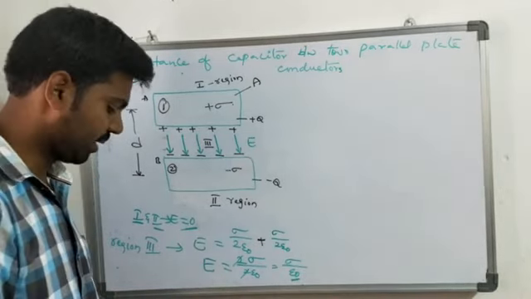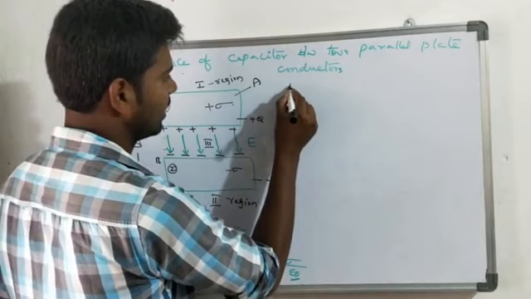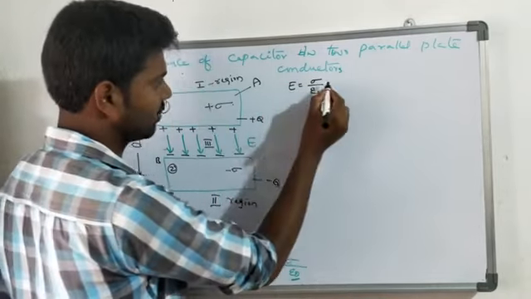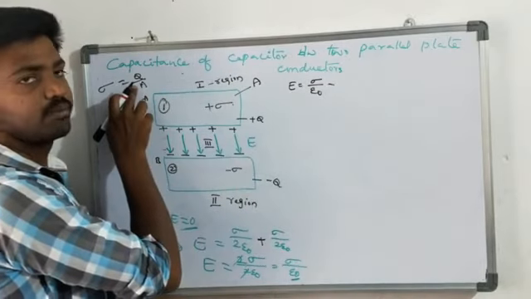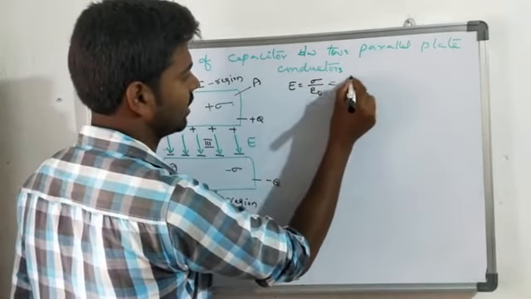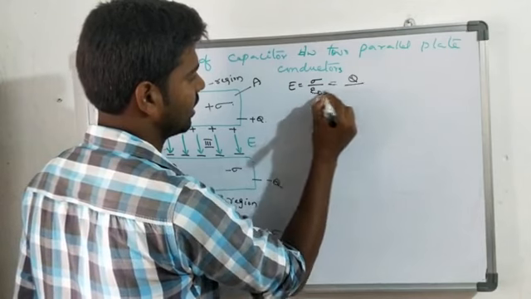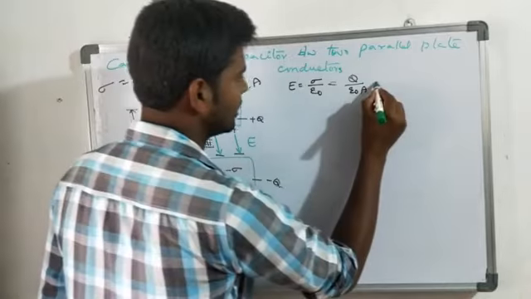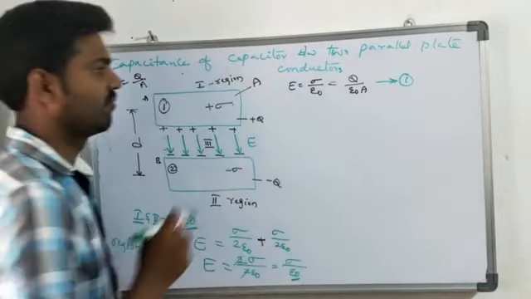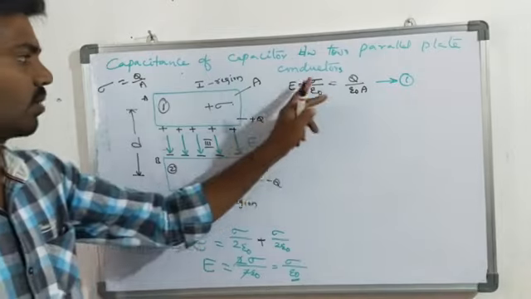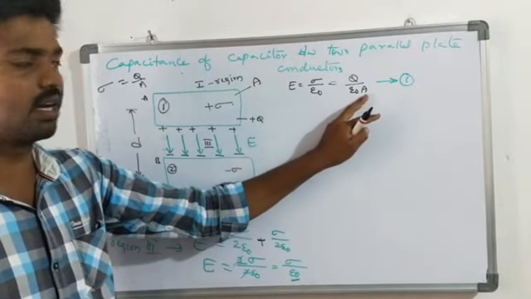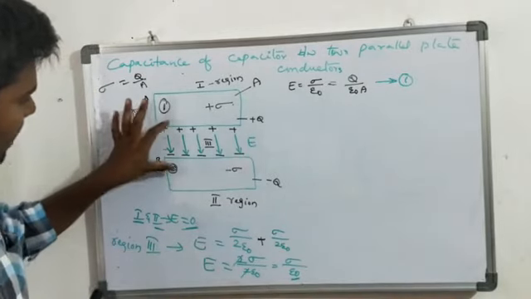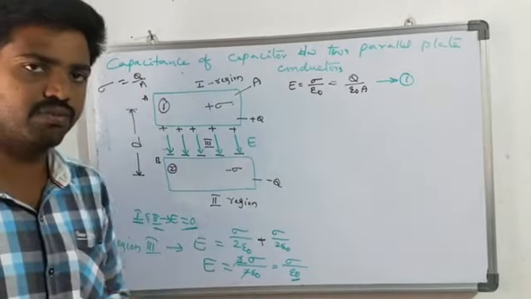Epsilon is called the permittivity of free space. Then E is equal to sigma by epsilon, where sigma is called the surface charge density, charge per unit area. That is Q by A epsilon. So this is called the electric field between the two conductors. That is E is equal to Q by epsilon A. So between the two conductors there is some potential difference, no?